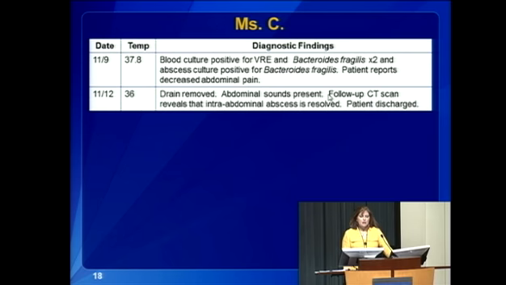On the 9th, she is afebrile. Her blood culture is positive for VRE and Bacteroides fragilis ×2, and the culture from the abscess is positive for B. fragilis also. The patient reports a decreased abdominal pain. And on the 12th, the patient's drain is removed. Her abdominal signs are present. She has a follow-up CT scan that shows that the abscess is resolved, and she is discharged.